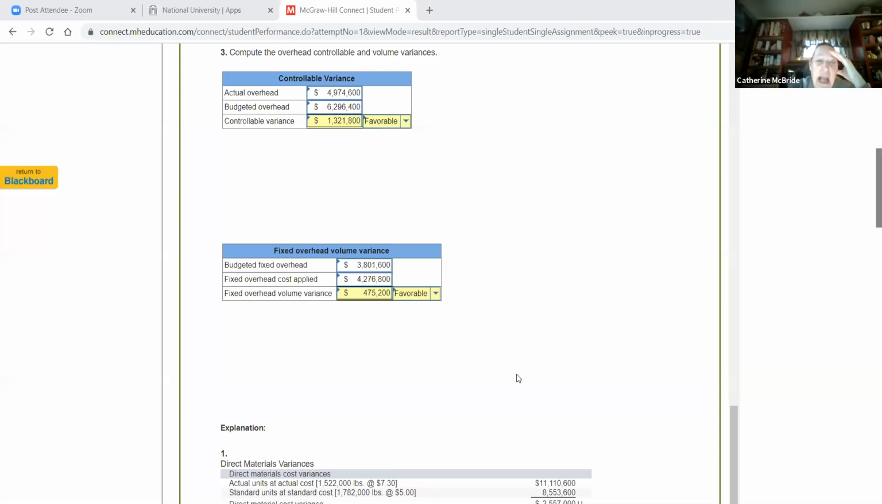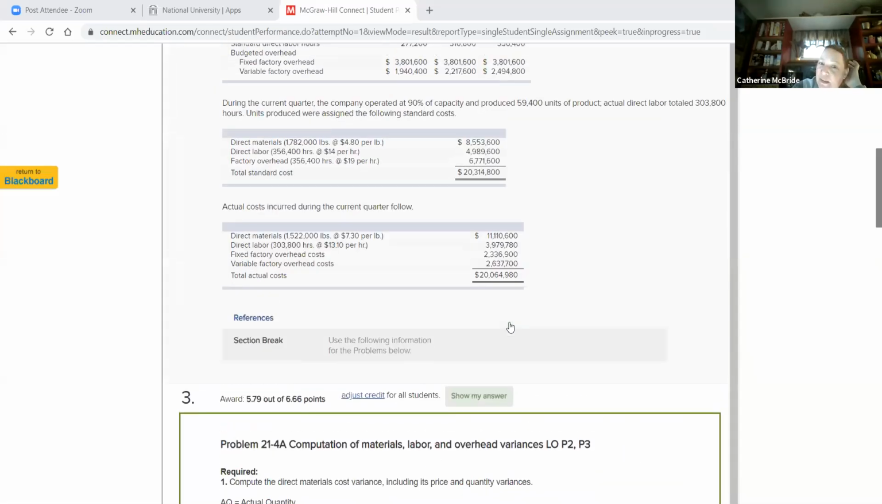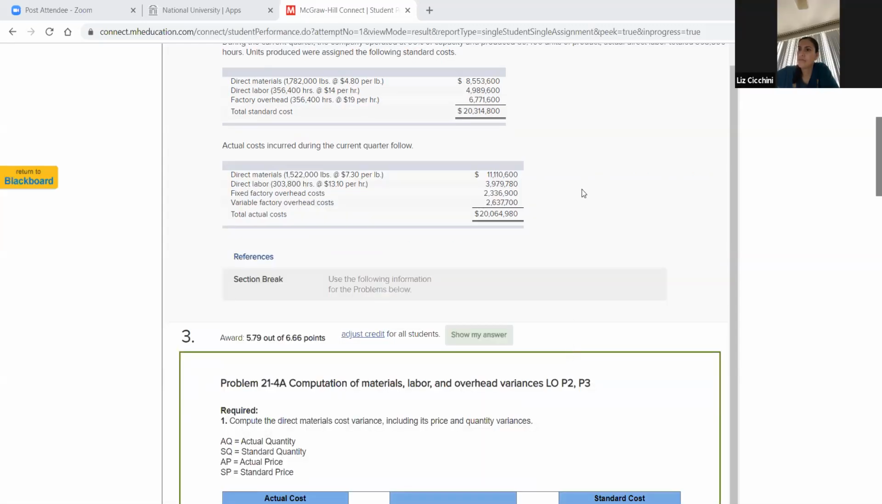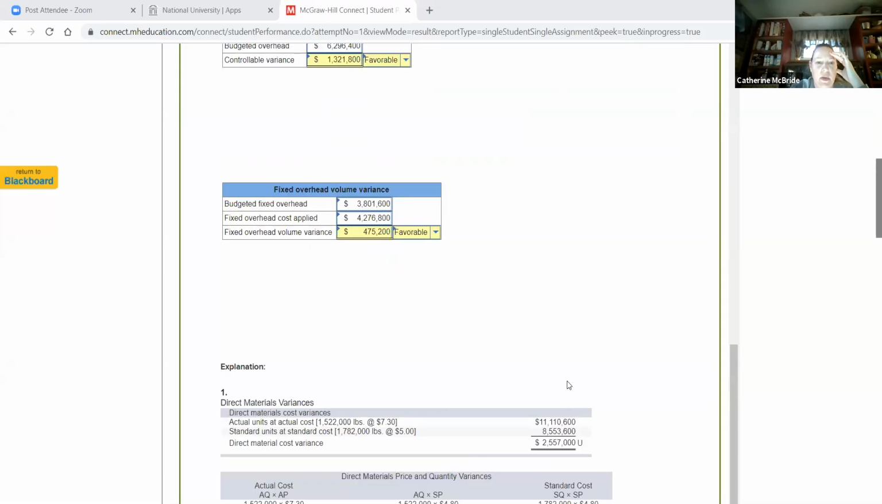Okay, so this is just fixed overhead. Our budgeted fixed overhead, we budgeted at 80%. So our budgeted fixed overhead was $3,801,600. And then our actual should be this, 2,336,900. No, I didn't read the data.